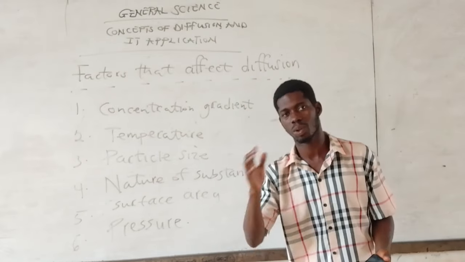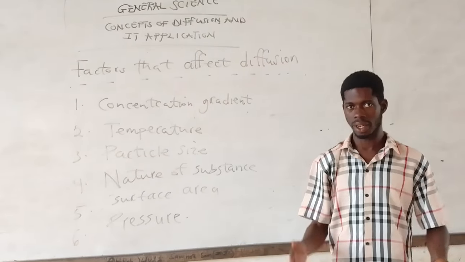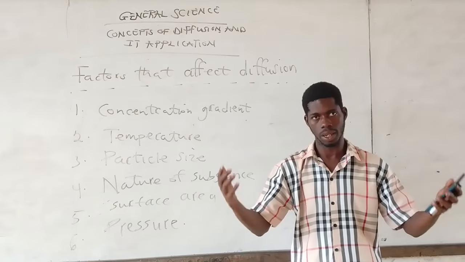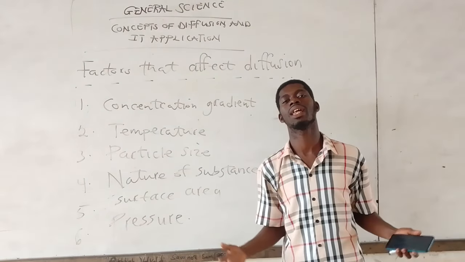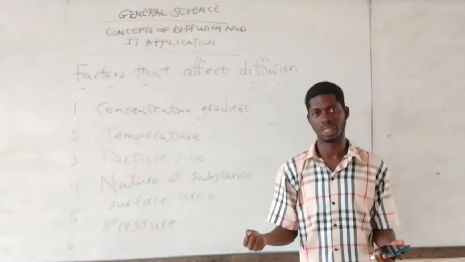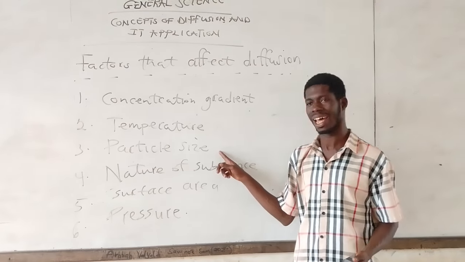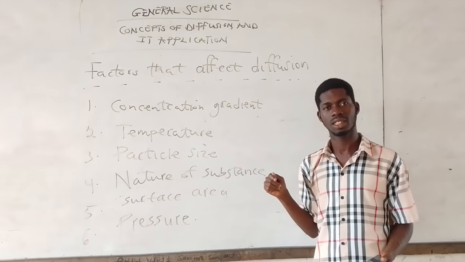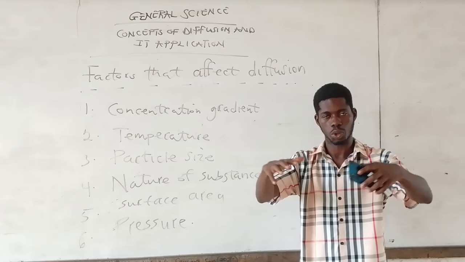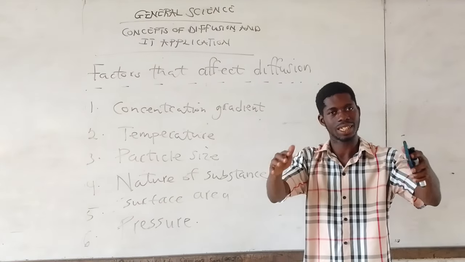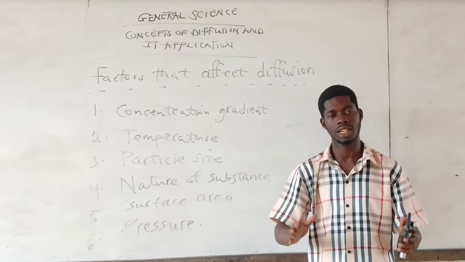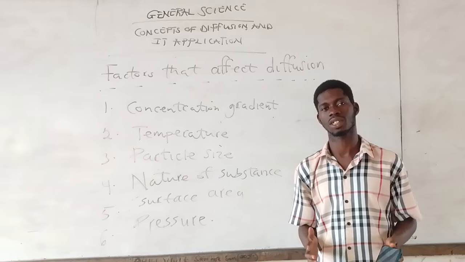So smaller objects will diffuse more quickly than bigger objects. So the particle size, how big the particle is, also influences the rate of diffusion. As we said, if the thing is small, the rate of diffusion will be high. If the thing is big, the rate of diffusion will be low.